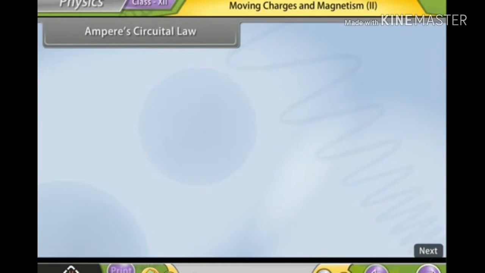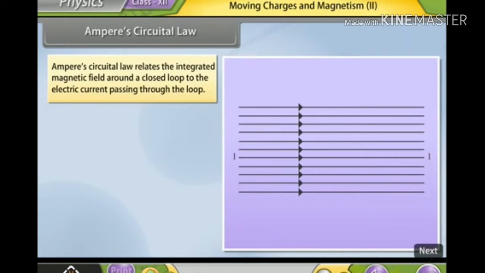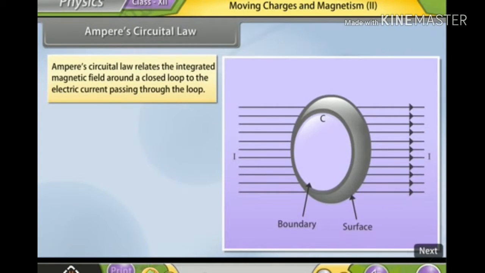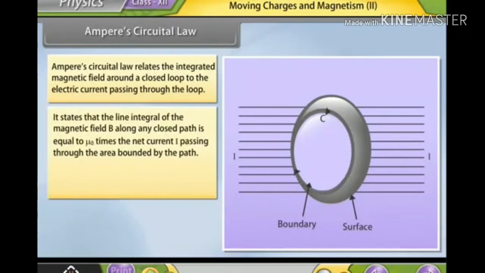Ampere's Circuital law. Ampere's Circuital law relates the integrated magnetic field around a closed loop to the electric current passing through the loop. It states that the line integral of the magnetic field B along any closed path is equal to mu naught times the net current I passing through the area bounded by the path.